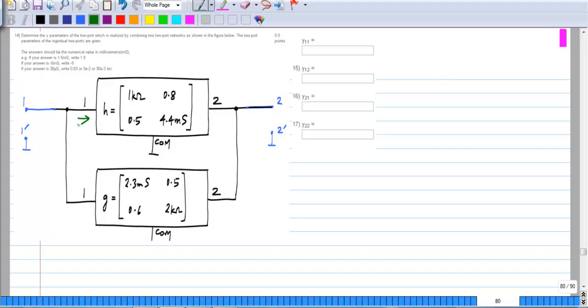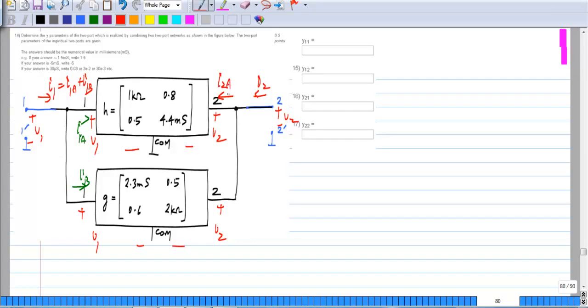Now, if I call this I1A and I1B, and let me call this V1 and I1. The voltage applied to port 1 of the first two port is V1, the second two port is also V1. Similarly, the voltage applied to port 2 of the first two port is V2, and this voltage is also V2. The same voltage is applied to the two ports, and the currents I1 will be I1A plus I1B. Similarly, if this is I2, this is I2A, this is I2B, I2 will be I2A plus I2B. So we have same voltages, currents adding up, so the two ports are in parallel.